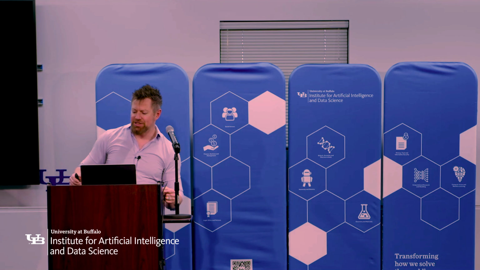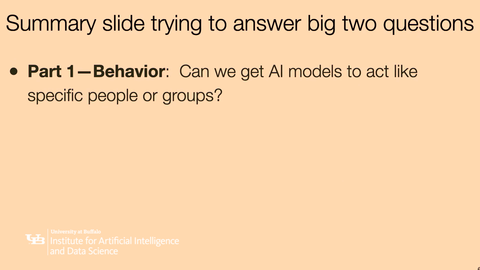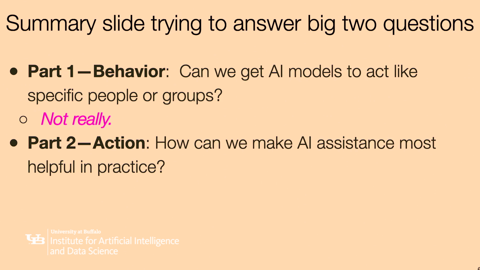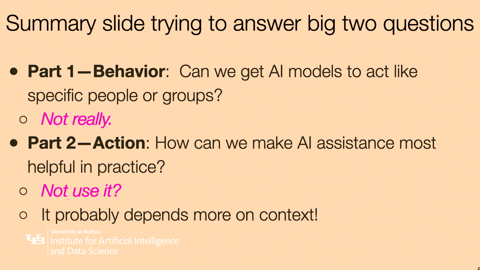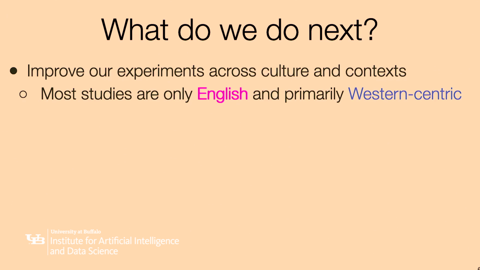So if I want to summarize, can we get AI models to act like specific groups of people? Not really. It doesn't really work. This agentic system doesn't help. Can we make AI assistants most helpful in practice? Maybe the most helpful is to not use it right now. I still think there are probably better ways to think about the context in which this might be most helpful. And in terms of what we want to do next, I do think most of our experiments have still been mostly in English and in Western contexts.